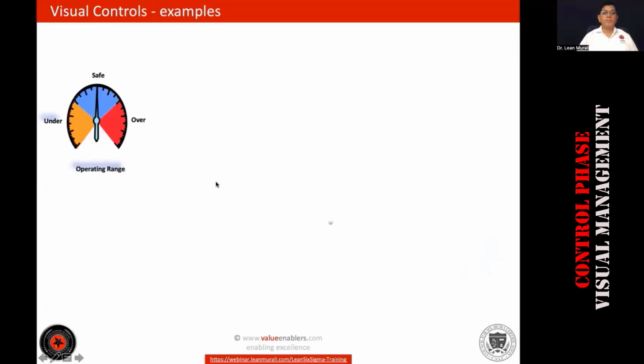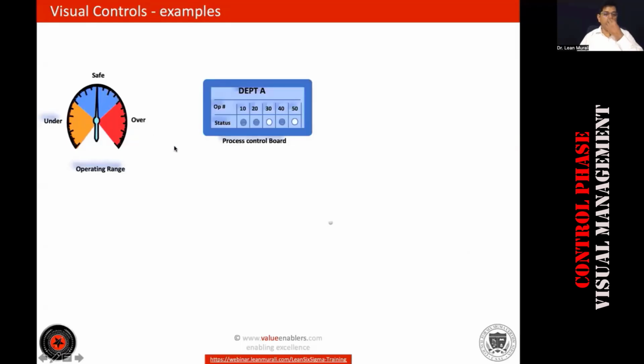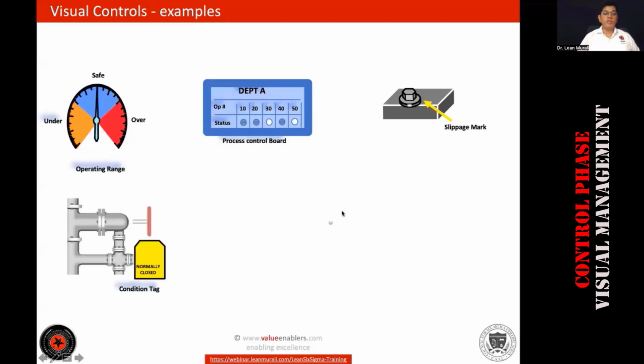Visual control, for example, you see the operating range, right? So different colors are there. Under is orange, safe is blue, and over is red. You have a production control board, department A. What is the status, right? And you have the slippage mark here somewhere. So visually you can control and say whether the nut is properly positioned or not.